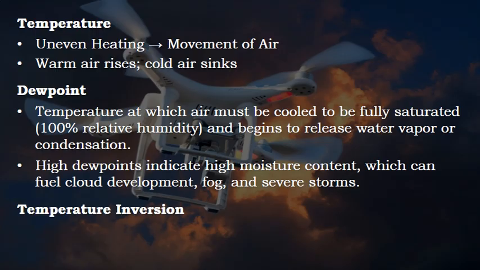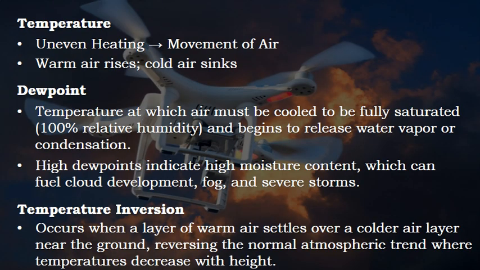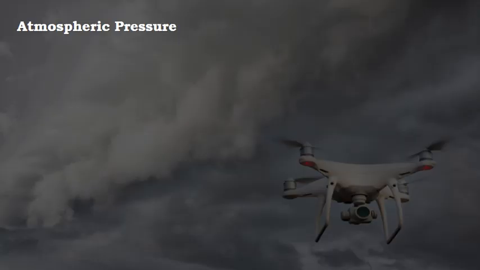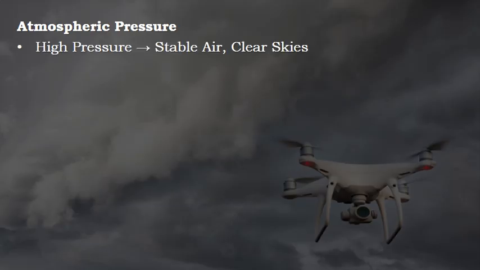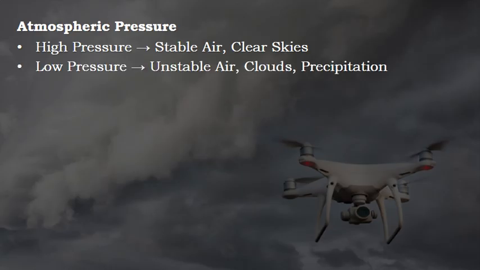Temperature inversion is another weather factor to understand. A temperature inversion, or weather inversion, occurs when a layer of warm air settles over a colder air layer near the ground, reversing the normal atmospheric trend where temperatures decrease with height. Atmospheric pressure is another aspect that can affect drone operations. High-pressure areas provide stable air and clear skies, while low-pressure areas lead to unstable air, clouds, and precipitation.